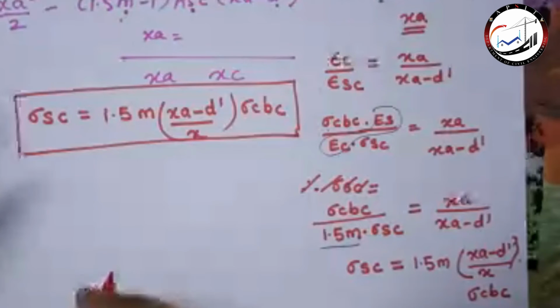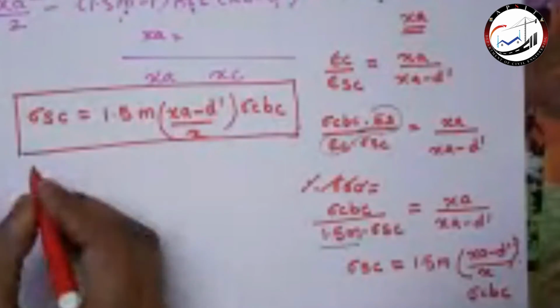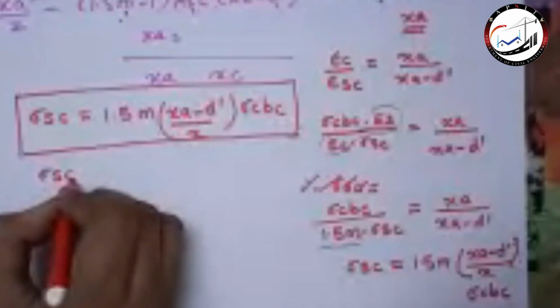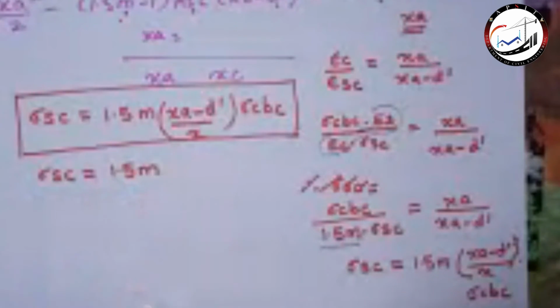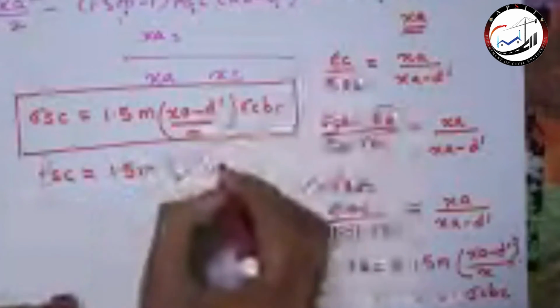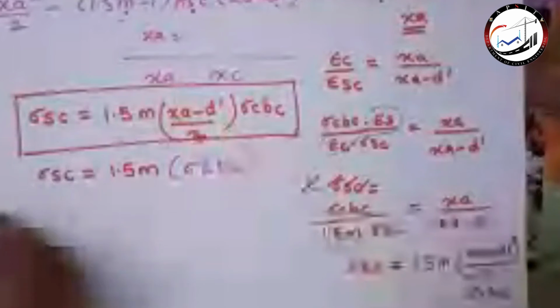Now I can say that I need to write this in terms of sigma dash CBC. So what I am doing, see, I will write sigma SC is equal to 1.5 m into, I will replace this whole expression by sigma dash CBC. Why did I do it like this? Look. If you look into this equation properly, XA minus D dash by XA, it is this term.